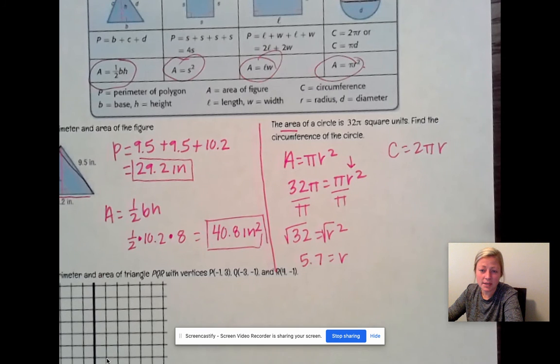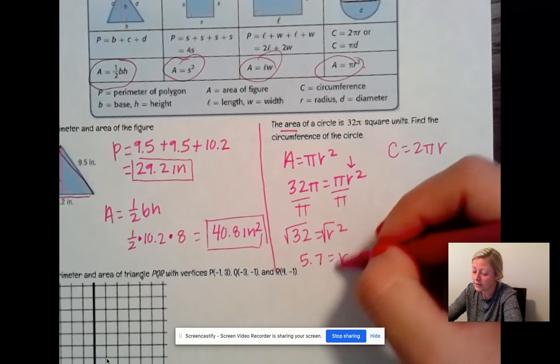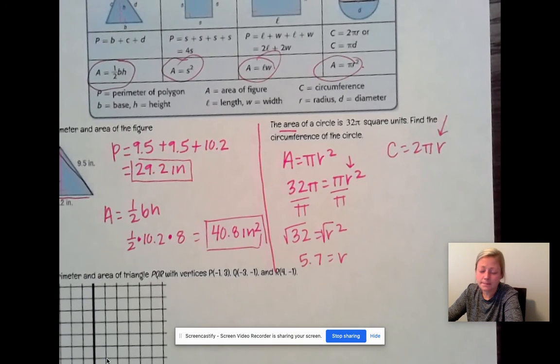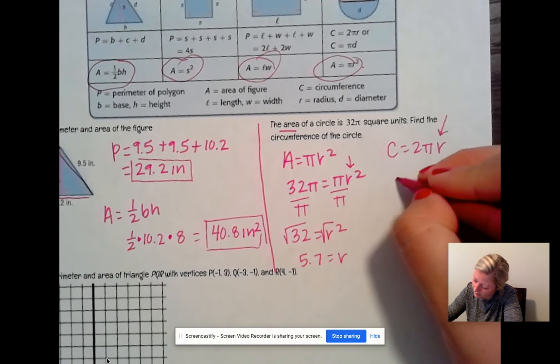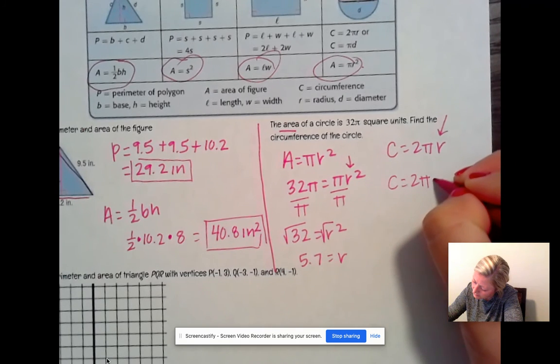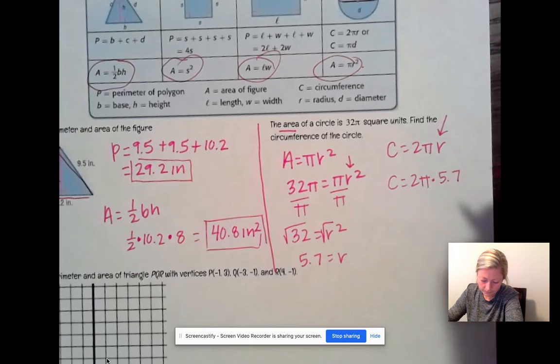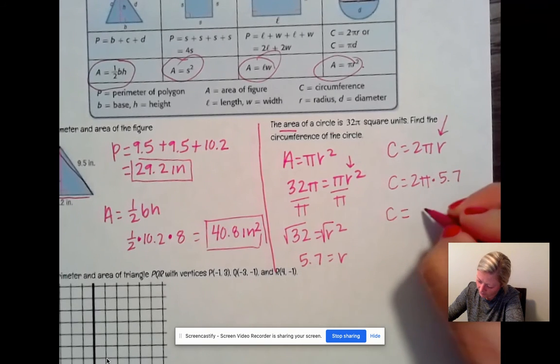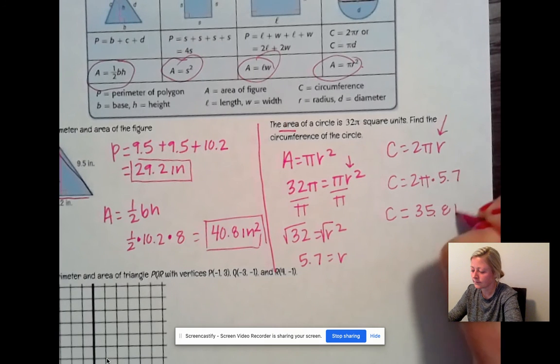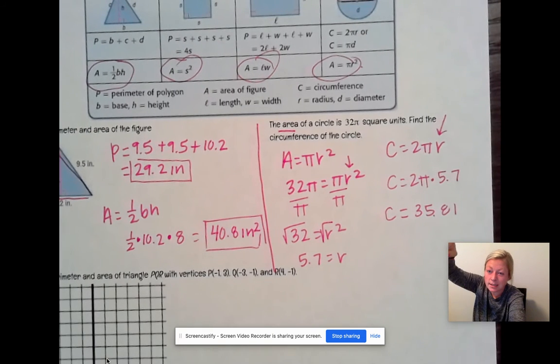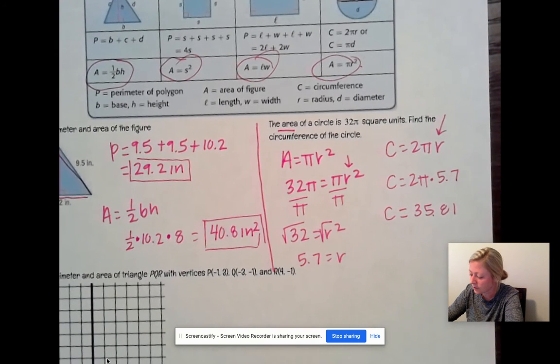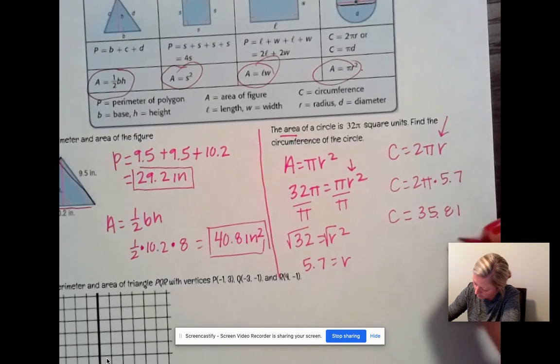And now it's super easy to find our circumference because I know what my r is, so we just have to plug it in. So our circumference equals 2 pi times 5.7. If you crunch that into your calculator, you should get about 35.81. Circumference is like the distance, like the perimeter of a circle, but since it's not a polygon, we call it something different. So it is a linear measure. So what are our units? Just units, not square units. So it'll just be 35.81 units.